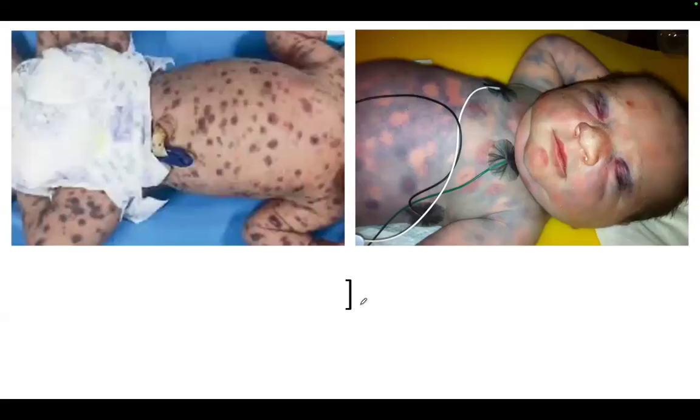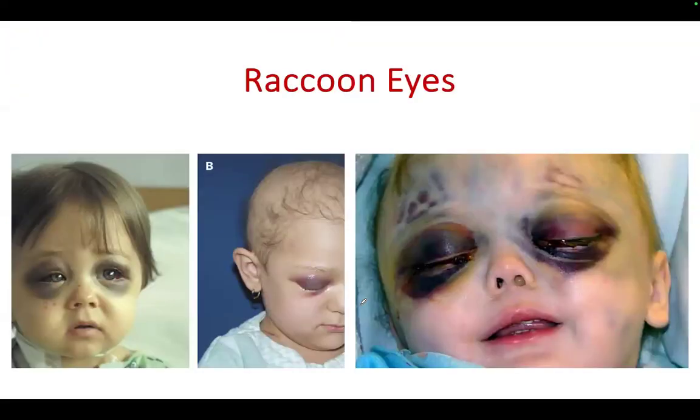Congenital rubella syndrome. Now here, the ecchymosis, look at that, the raccoon eyes. What is the significance again if there is the raccoon eyes or the periorbital ecchymosis? It means there is already metastasis to the orbital bone. So this is already a disseminated neuroblastoma.